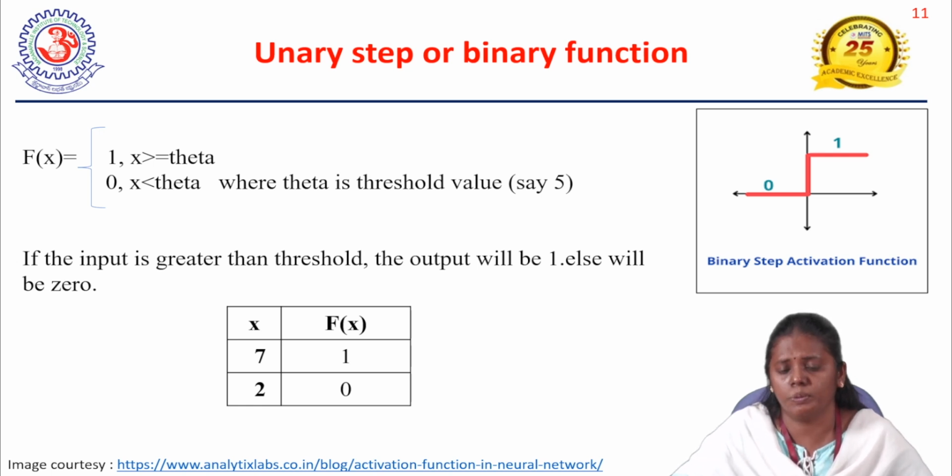We can fix a threshold value, and when the value crosses the threshold value, the output from that particular neuron is set to 1, or otherwise it is set to 0. If the input is greater than the threshold, the output will be 1, else it will be 0. For example, set the threshold value to be 5. The first input I am giving is 7. So 7 is greater than 5, and hence f of x will be 1. The second input I am giving is 2. Here 2 is less than 5, which is the threshold value I have fixed, and hence the output f of x is equal to 0. So we can fix our own threshold value, and when the input is greater than the threshold value, the output of the function will be 1, or otherwise it will be 0.